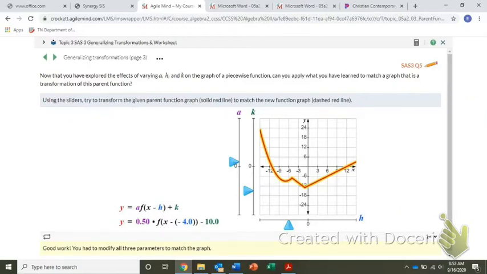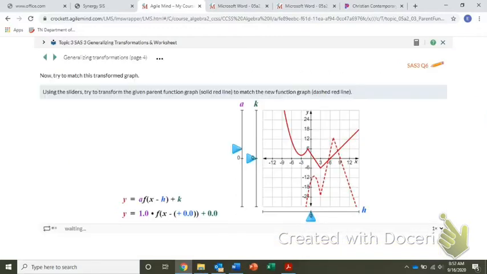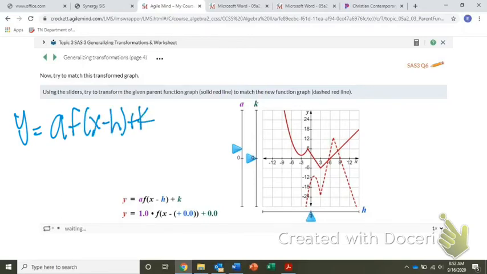All right, I want you to click to the next one, and it's going to take you to number 6. Number 6 is the exact same thing. So I want you to go ahead and write your function rule. Y equals a f of x minus h plus k. Now, a equals, h equals, and k equals.